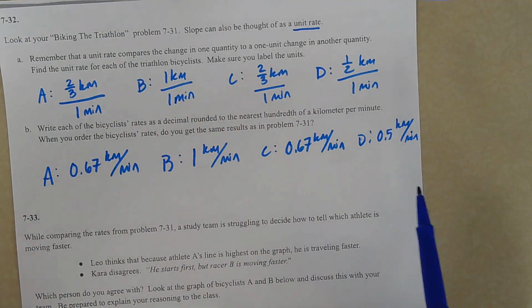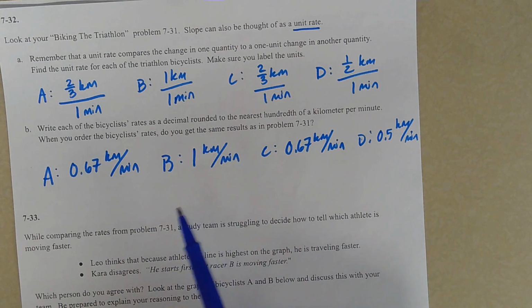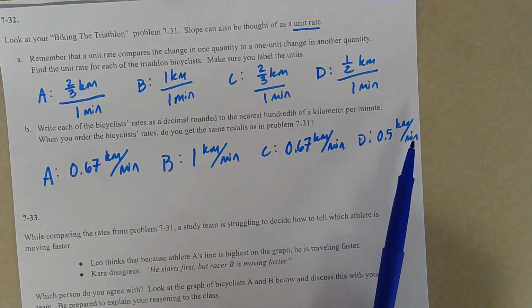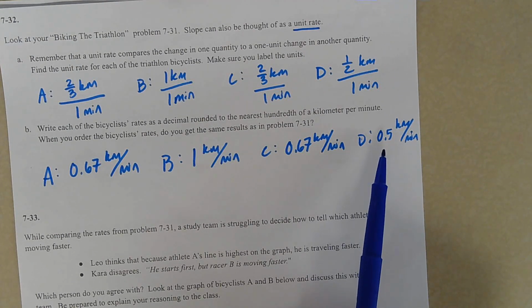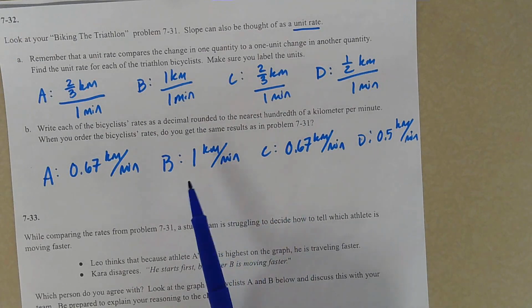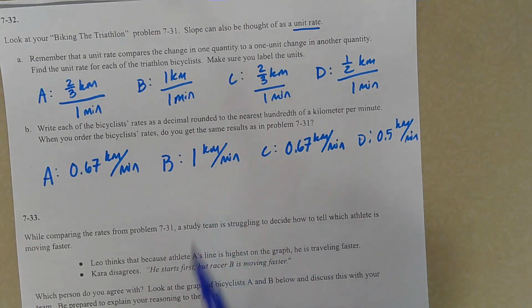So once again, if looking at speeds or slopes, because speed and slope is the same, you can see that biker D was the slowest. A and C were going the same exact speed, but a little slower than B, because B was our winner. B was the fastest.